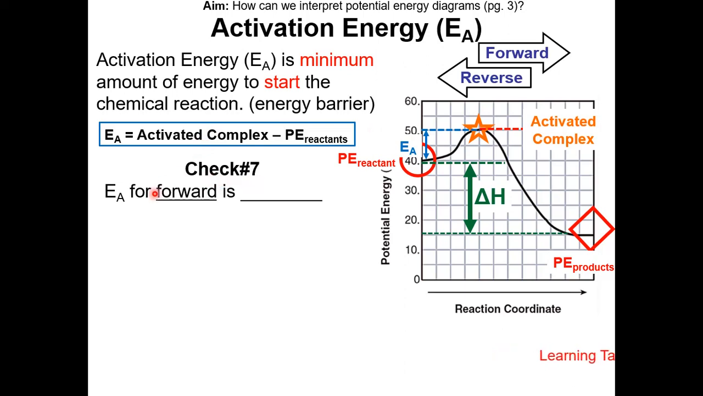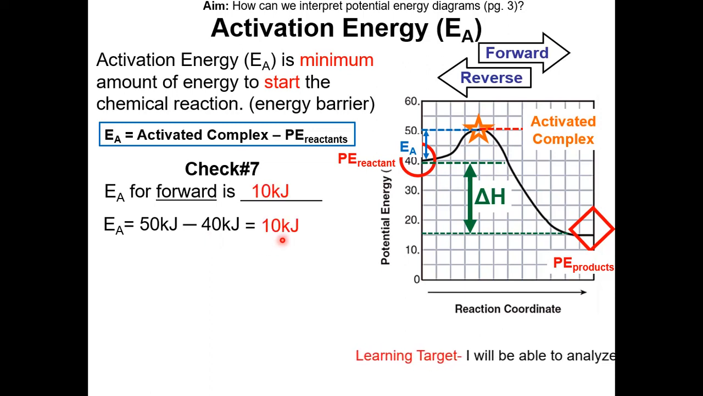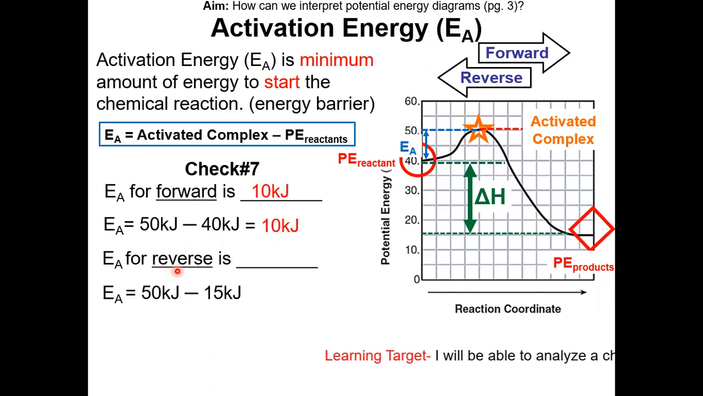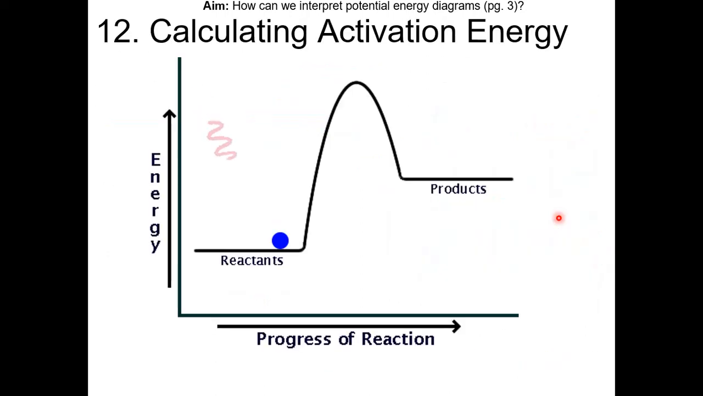Check number 7. The activation energy for the forward reaction is 50 kilojoules, which is the activated complex, minus 40 kilojoules, which is the potential energy of the reactants, which is 10 kilojoules. For the reverse reaction, it will be 50 kilojoules minus 15 kilojoules, which is 35 kilojoules. Here's a GIF of a potential energy diagram.